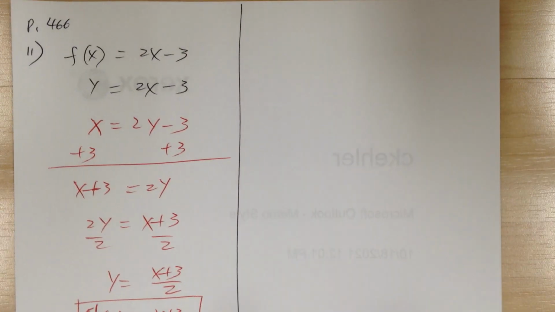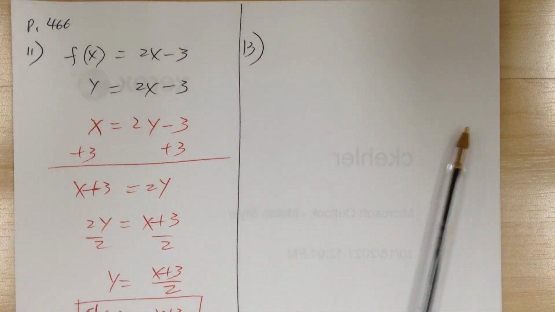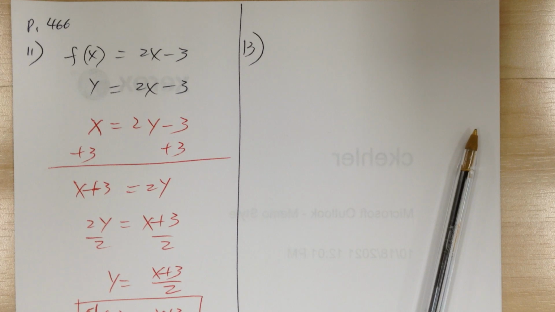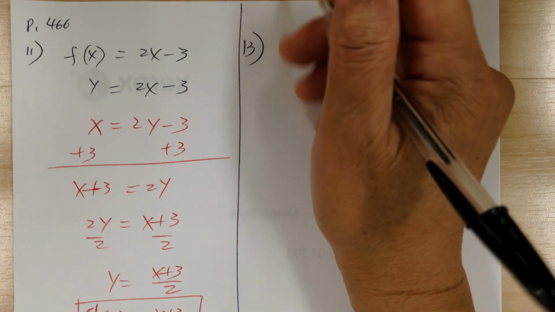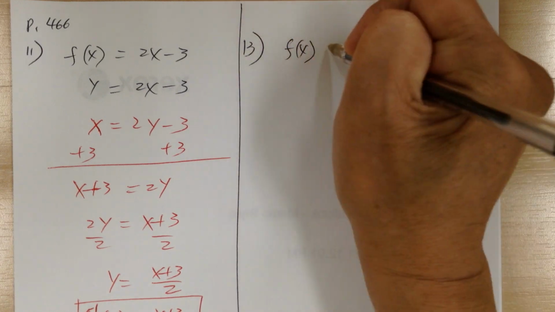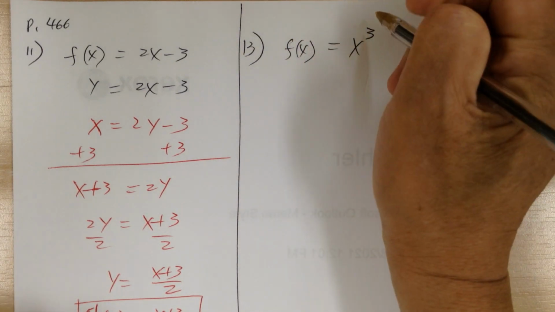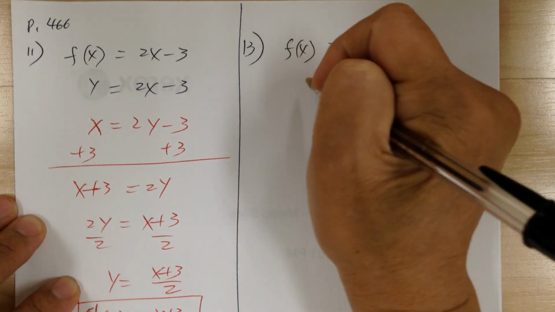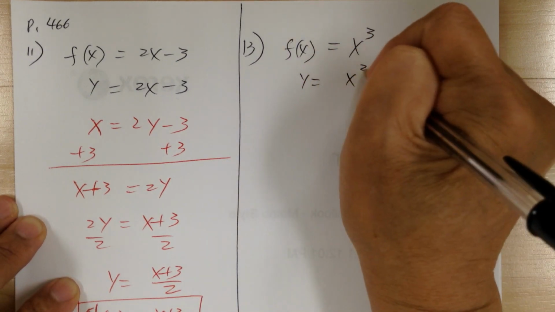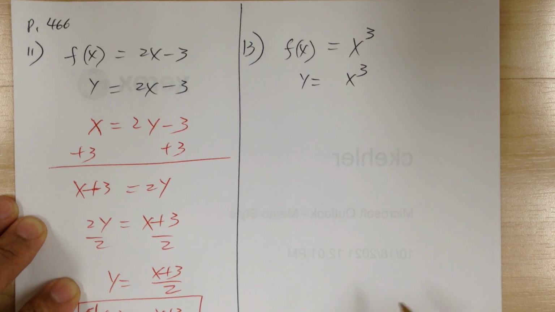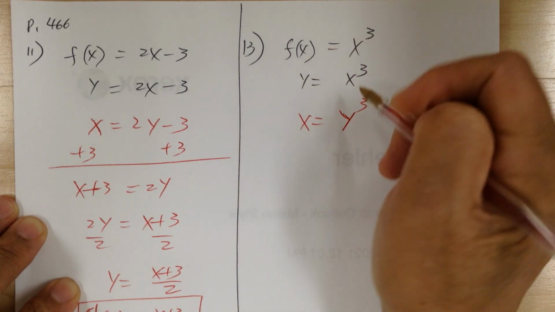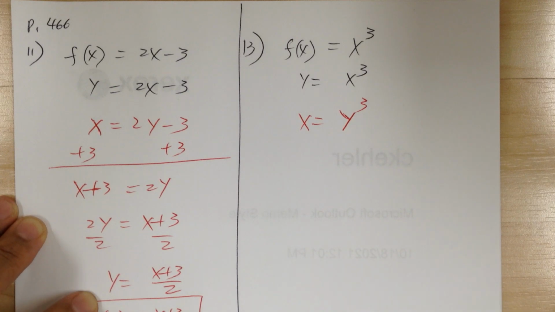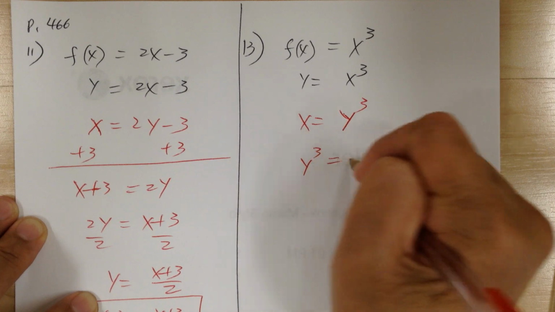Okay, let's go and do number 13. Number 13, you have f of x equal to x to the 3 power. So make it into y, so y equal to x to the 3. Now to find the inverse function, you have to switch x and y. Then I'm going to move things around, so y cubed equal to x.